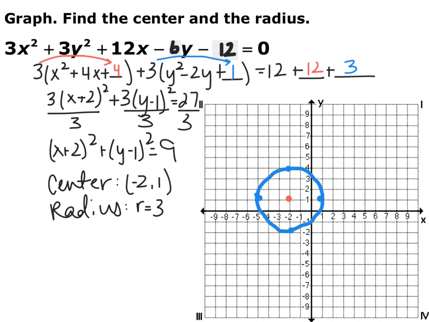So you should have ended up with x plus 2 quantity squared plus y minus 1 quantity squared equals 9, which means the center is negative 2, 1. Make sure you flip the signs. This 9 is r squared, so you need to take the square root of that. The radius is 3. So you end up with a circle that looks like this.